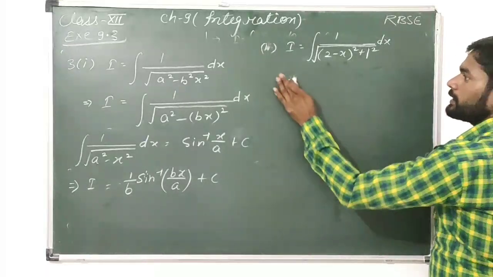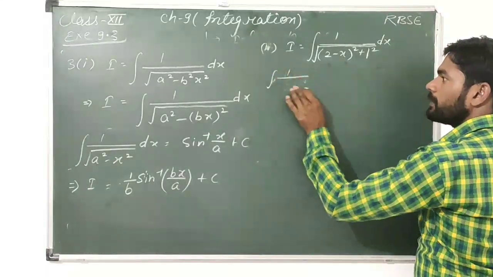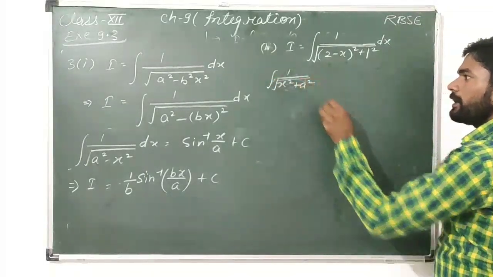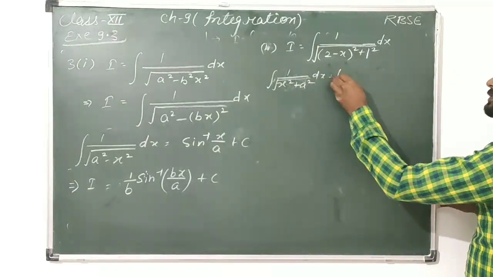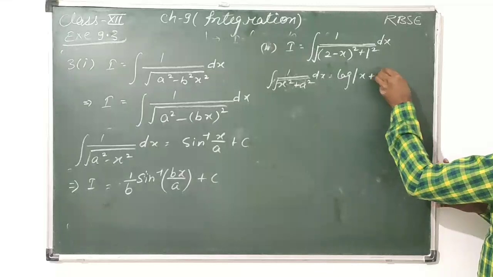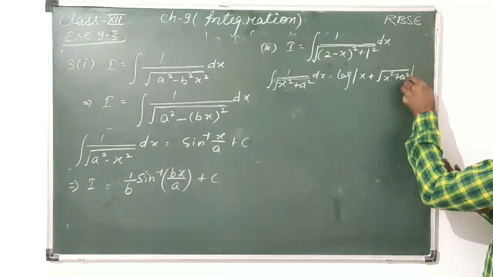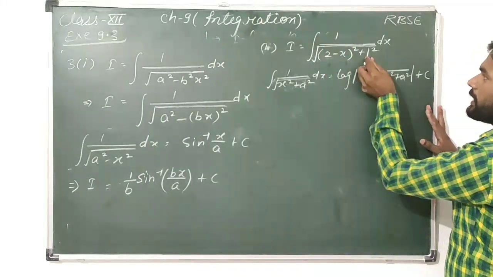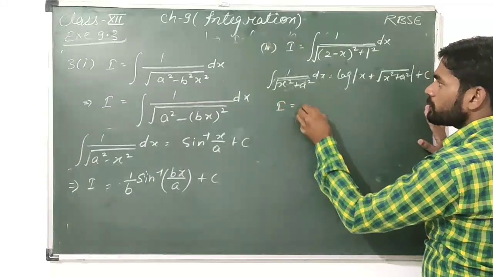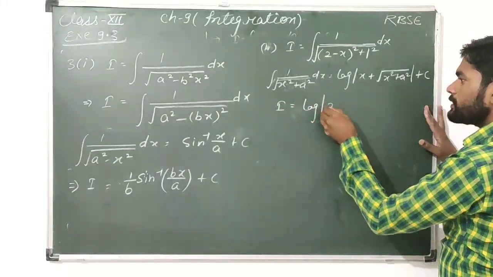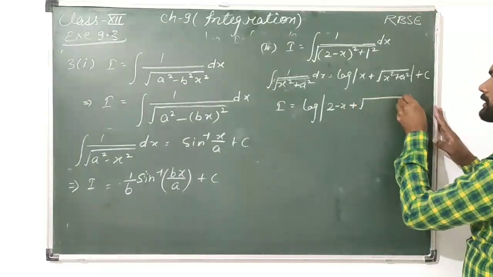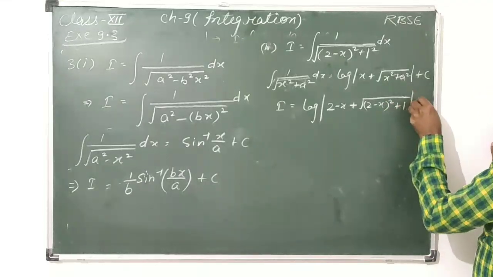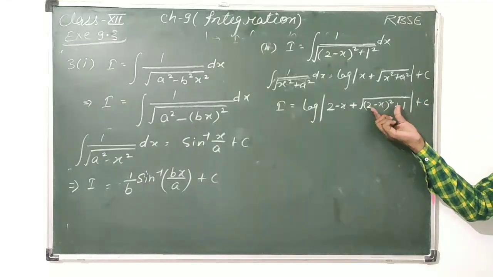Log या लिखा माना, one upon under root x square plus a square dx is equals to log x plus under root x square plus a square, plus c. It is the identity for it. Now apply x is this and a is this. I is equals to log x is 2 minus x plus under root 2 minus x whole square plus 1, and plus c.